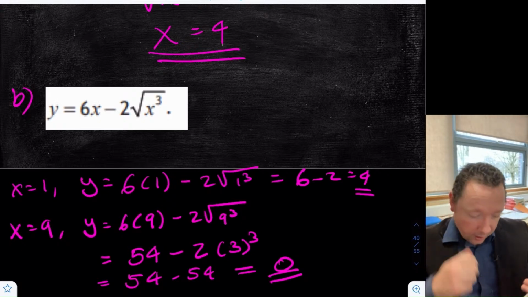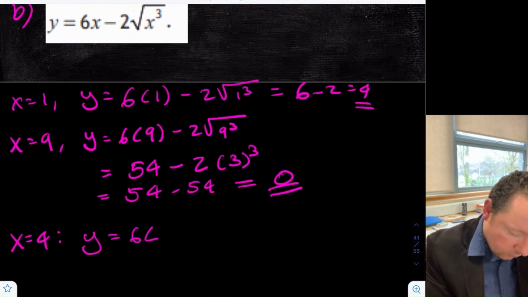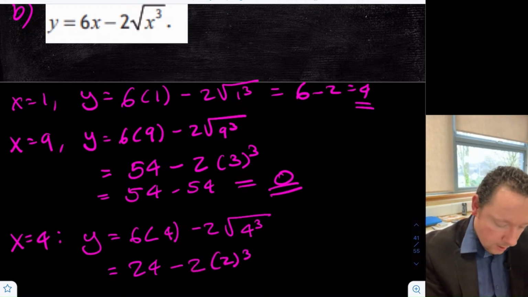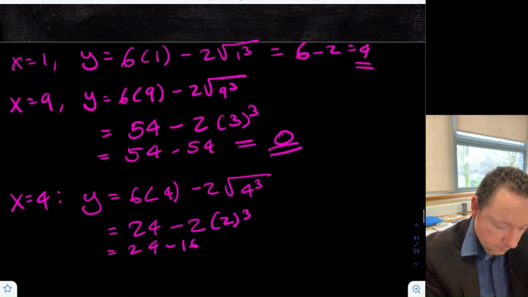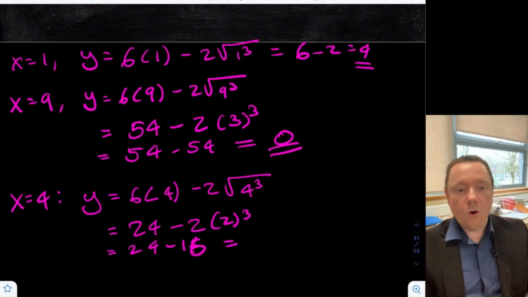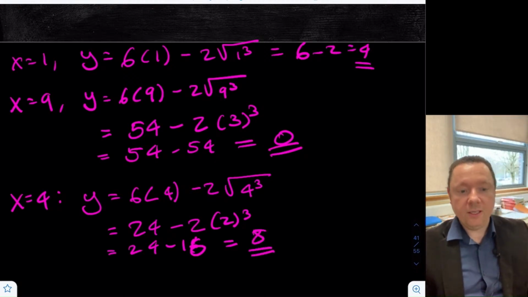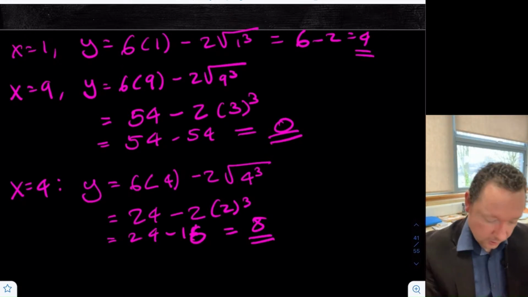So now I need to evaluate it at x equal to 4. So at x equal to 4, we've got y equals 6 times 4, minus 2 times the square root of 4 cubed. 24 minus 2 times the square root of 4 is 2, so 2 cubed. 24, 2 cubed is 8 times 2 is 16. 24 minus 16 is 8. So then we can just state our greatest and least values. The greatest value is 8 and the least value is clearly 0.